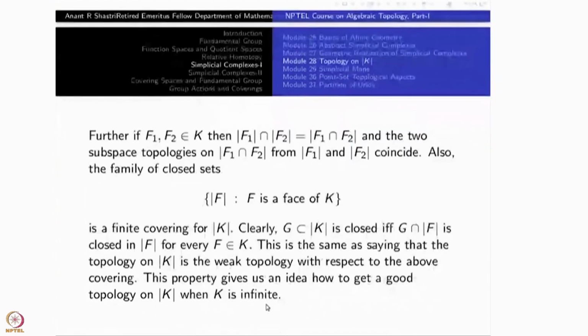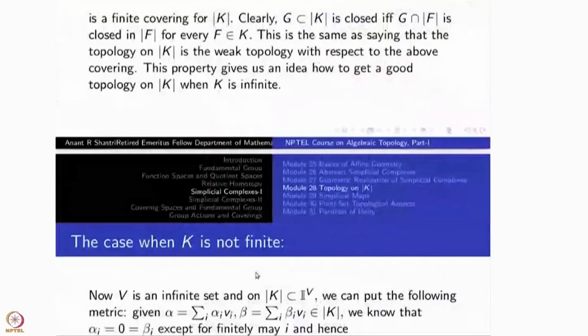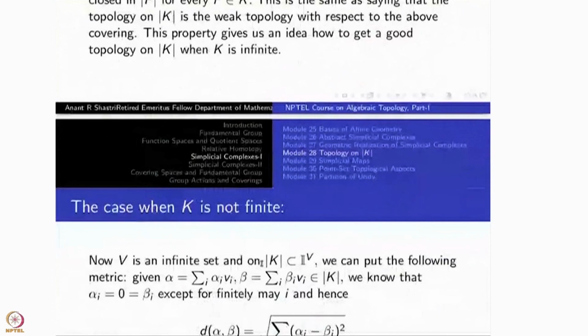Okay. So that's K is not finite. Let me complete this one. Let V be an infinite set and K is always a subset of I raised to V. It's a closed subset of I raised to V, by definition. You can put the following metric now.